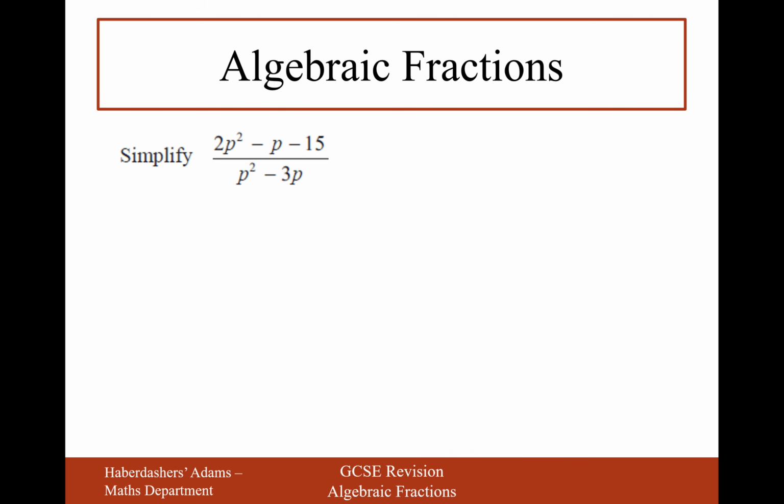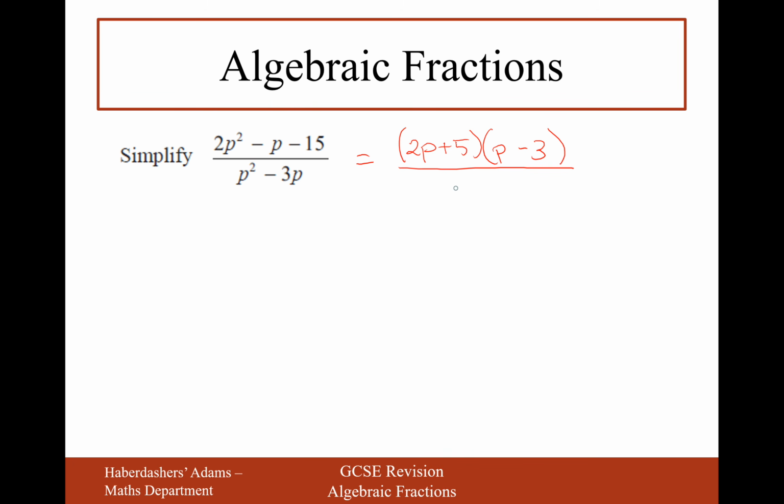Pause the video and give this one a go. Okay, so this topic here is really testing your factorizing of quadratics, isn't it? So on the top it's going to be 2p and p. The factors are going to be 3 and 5, and I think if we put the minus 3 over here, that will give us minus 6, and the plus 5 over here, that will give us 5p, so that will give us minus p in total.